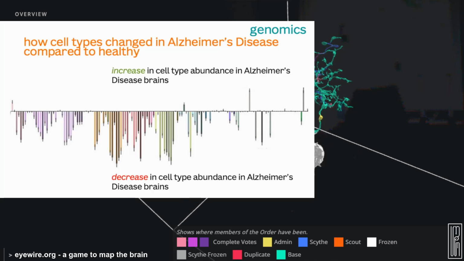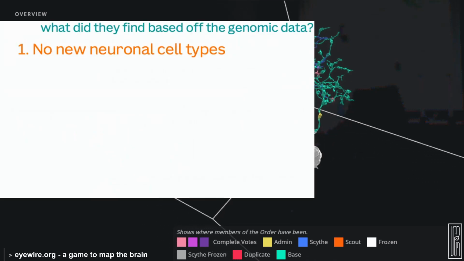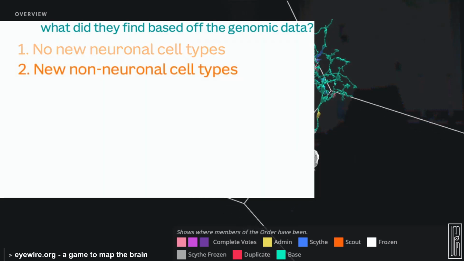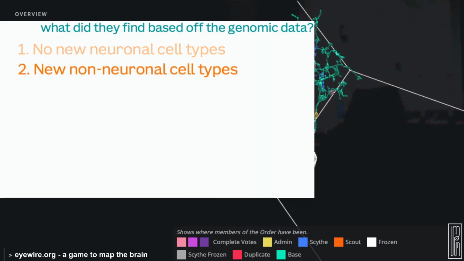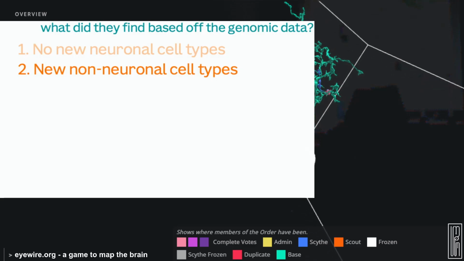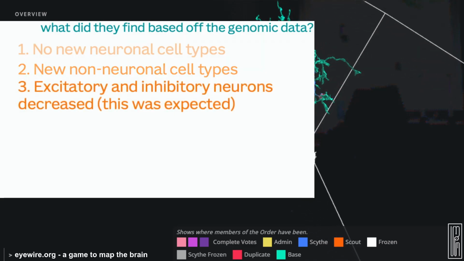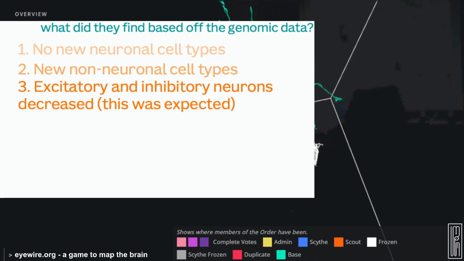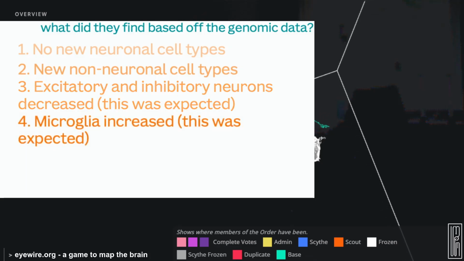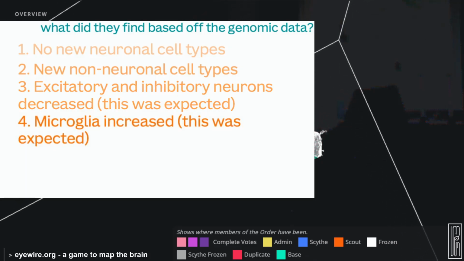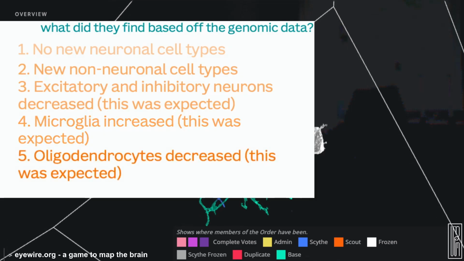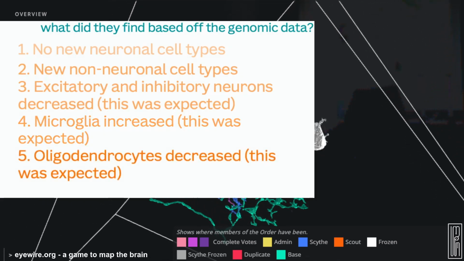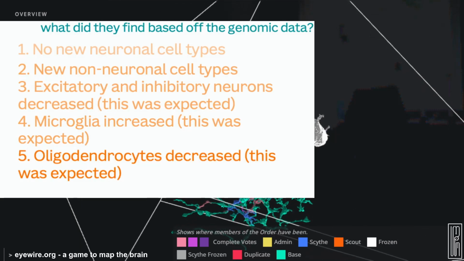The main findings were there were no new neuronal types in the Alzheimer's brains. However, there were new non-neuronal types in the Alzheimer's brains. They also found that both excitatory and inhibitory neurons decreased their abundance, and that the abundance of microglia increased. Lastly, they saw that the abundance of oligodendrocytes decreased as well.